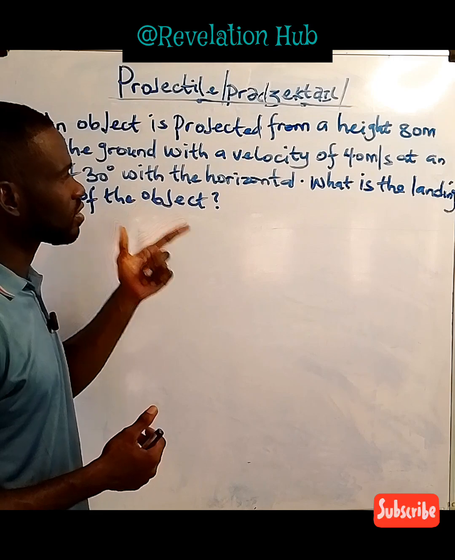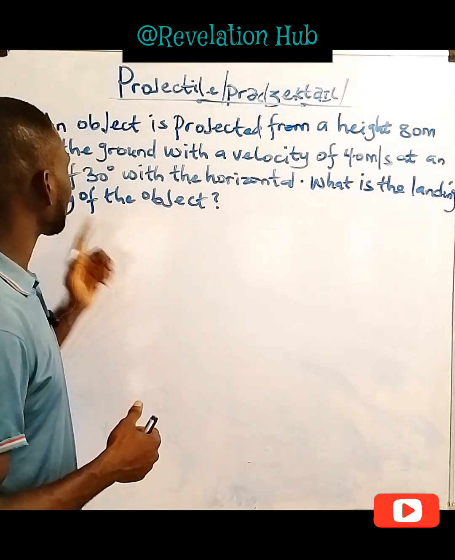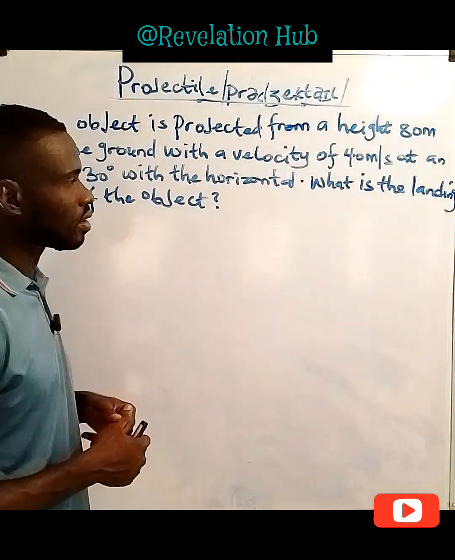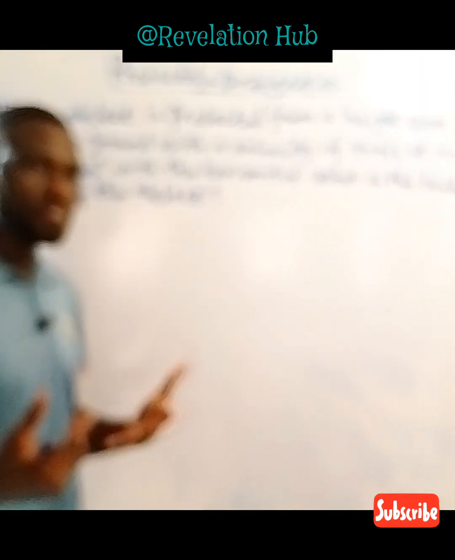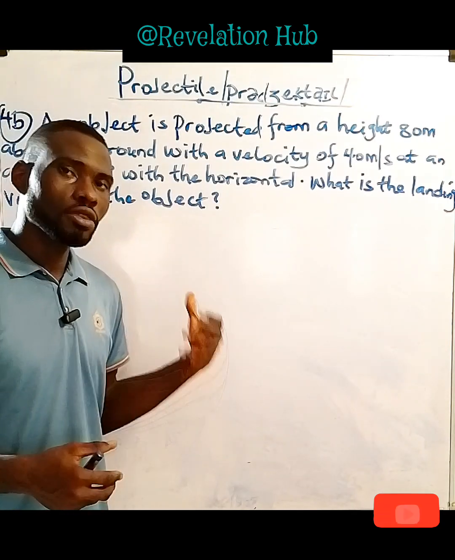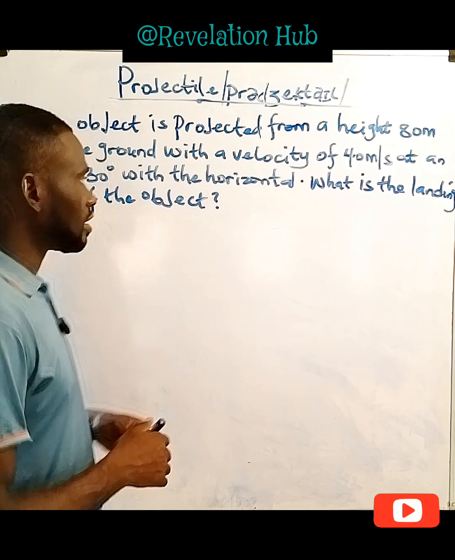So right here today, we have an object projected from a height of 80 meters above the ground with a velocity of 40 meters per second at an angle of 30 degrees with the horizontal. What is the landing velocity of the object? Now, the first thing we have to do, don't forget, is try to interpret this using a diagram. Let's see how we can interpret that.